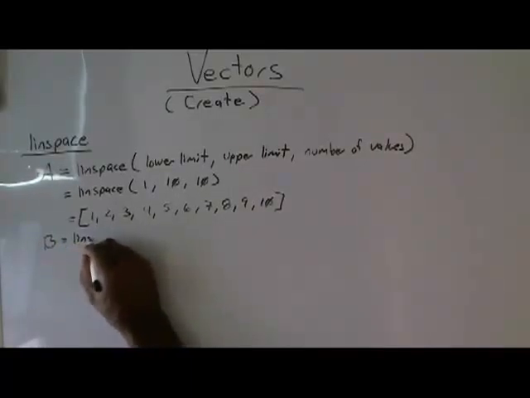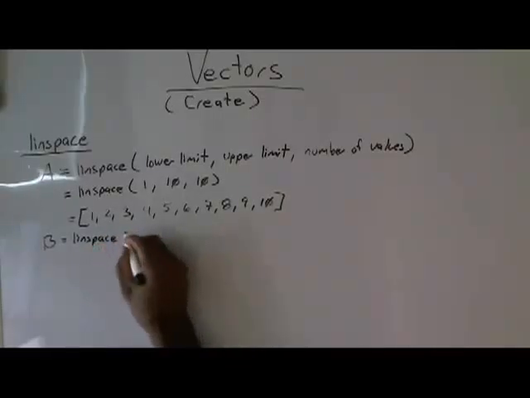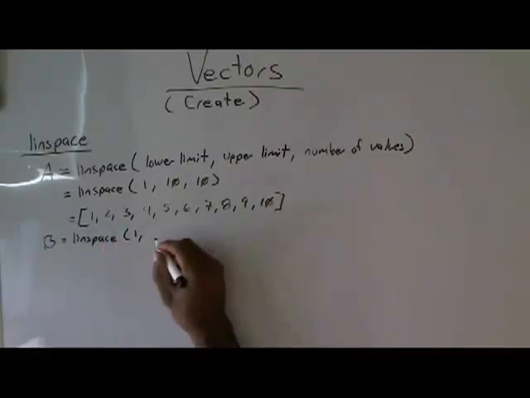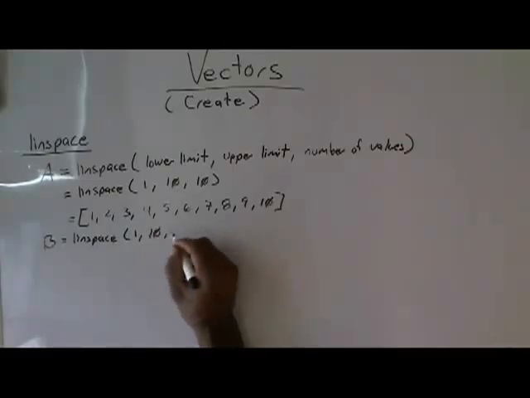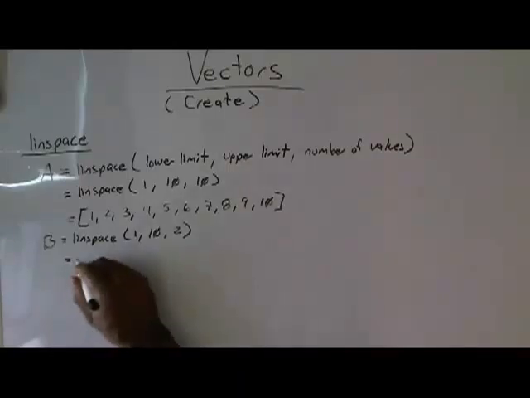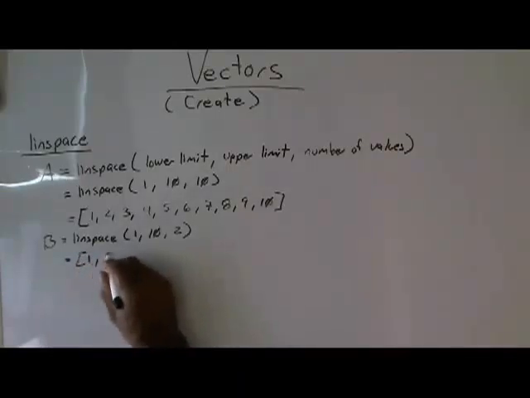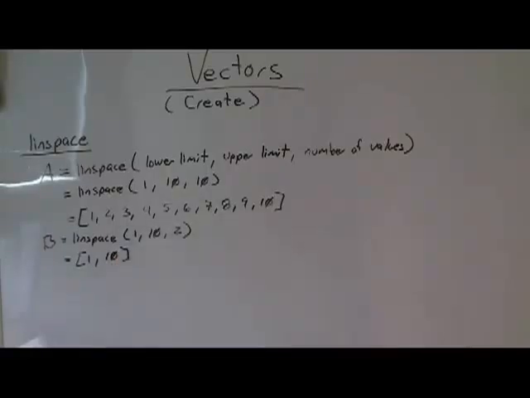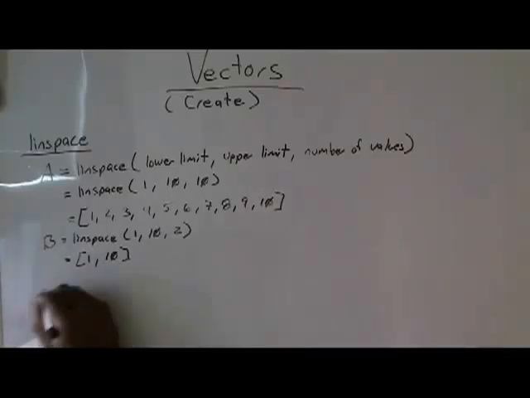Now let's do B, another vector, linspace 1, 10. So we're going to start at 1, end at 10 again, but this time let's just put a 2 in there and see what happens. Okay? So we got 2 values starting at 1, ending at 10. That only gives us the vector 1, 10, because those are 2 values evenly spaced between 1 and 10.